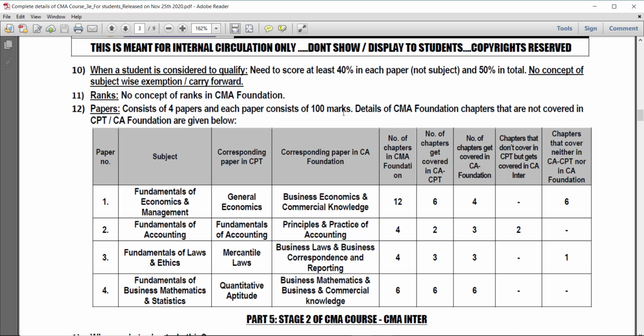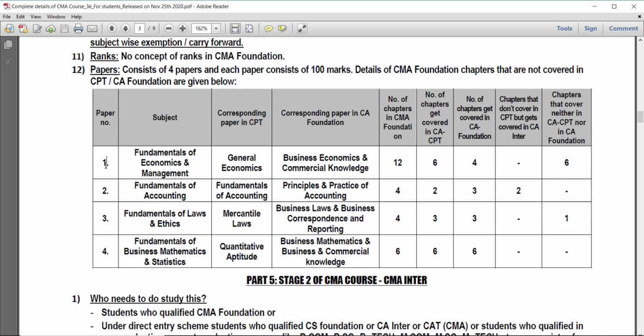So in CMA foundation level, there will be no concept of exemption or carry forward. There is no concept of ranks also. Okay, CMA foundation consists of 4 papers. First paper is fundamentals of economics and management. Second one is fundamentals of accounting, third one is fundamentals of laws and ethics, and fourth paper is fundamentals of business mathematics and statistics.